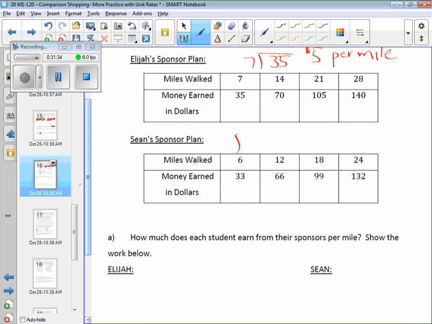What into what for Sean? Stace. Or 6 into 33. 33 divided by 6. You do wind up with a small decimal with this. What do you get? Right, 5.5. Which is what as money, Stace? $5.50 per mile. Okay, great.